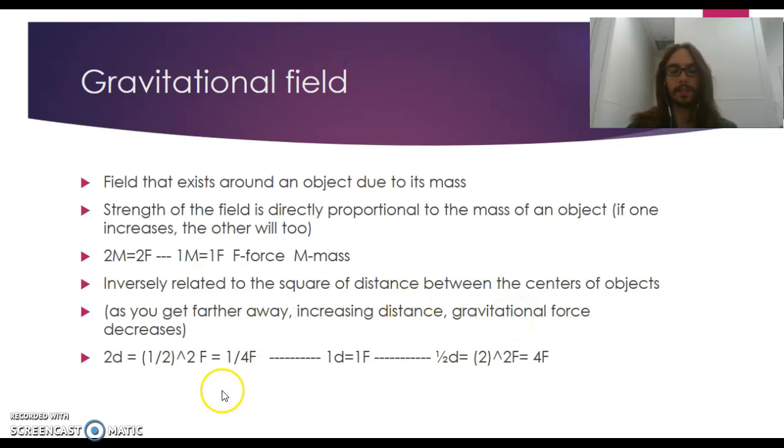So with distance, since it's the square of the distance, that's the square of the distance in the force. So if we get 2d, then we're going to do 1/2, because 1/2 is the inverse of 2. So really what you do is you put a division line above it and then put a 1 on top, because the inverse of 2 is 1/2.